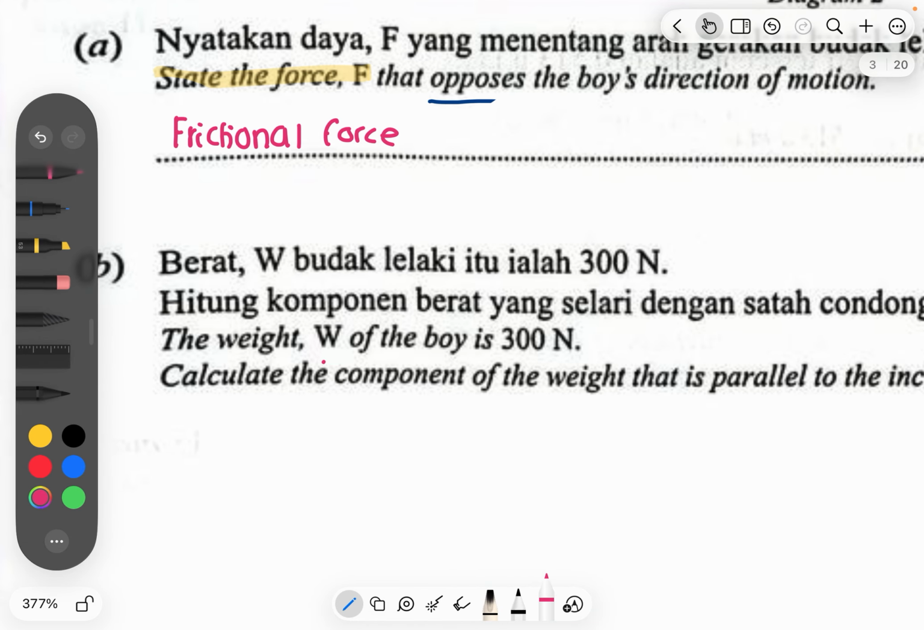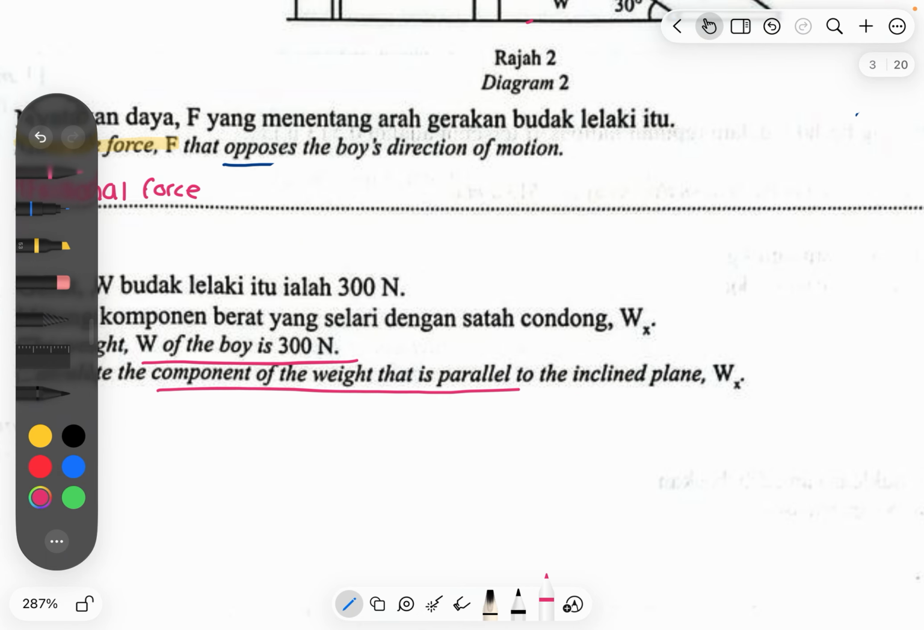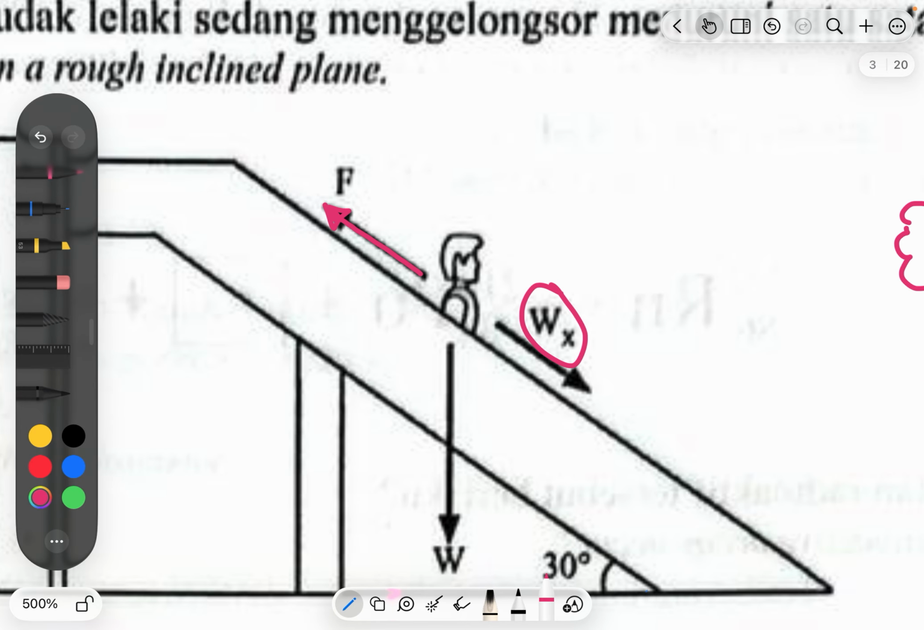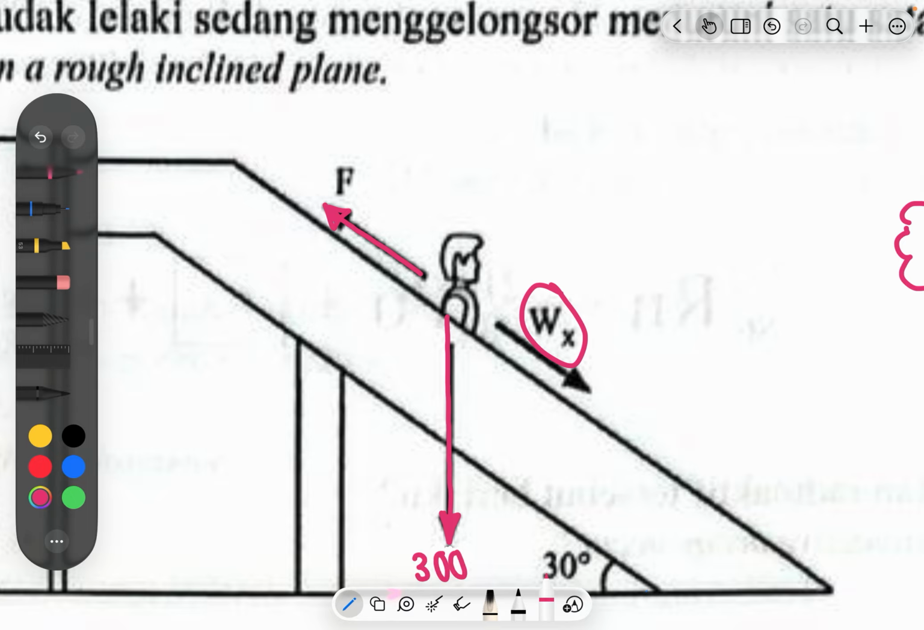Okay, now the weight W of the boy is 300 Newton. Calculate the component of the weight that is parallel to the inclined plane, Wx. So they basically want us to find Fx. What do I mean by that? Okay, let's do a straight line here. Let me remove this W and label it 300 Newton, and put a straight line that's parallel to Wx and label it as Fx.